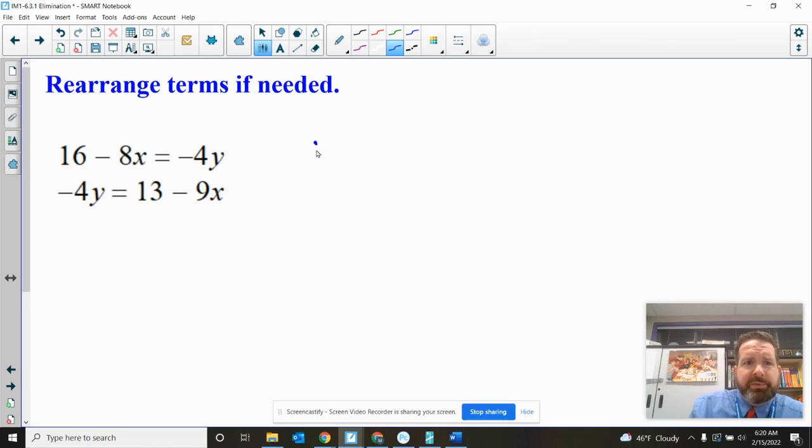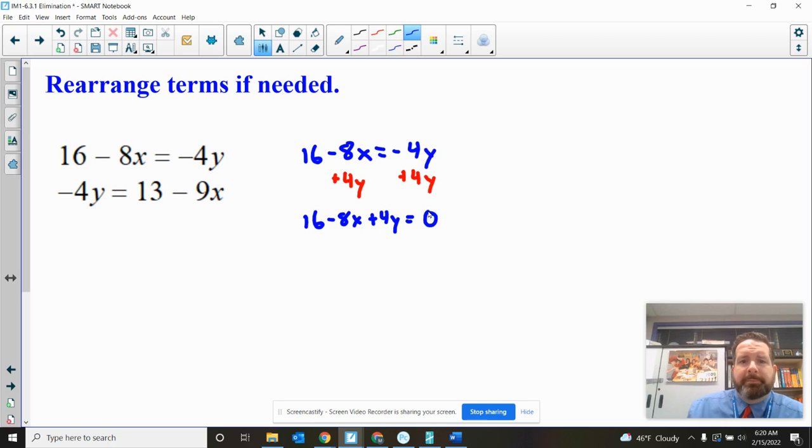Let's take a look here at the first one. I'll switch to my thicker pen here. So what I've got, 16 minus 8x equals negative 4y. What I'd like is for the 4y to be over here. We can do that. Add it over. So now I have 16 minus 8x plus 4y equals, well, there's 0 left over here.